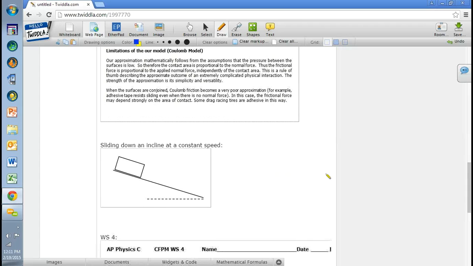On the back side of your lab, it asks you to figure out what angle your brick starts sliding at constant speed. And I want to analyze that. Let's say that we have the brick that has a mass of m, and the angle here is theta.